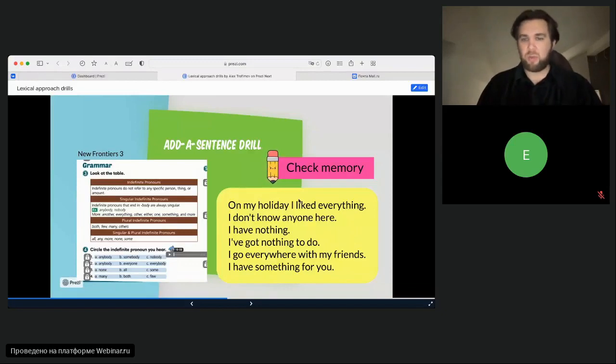"Please take me out. I go everywhere with my friends, to nightclubs, to shops, and to dangerous places." Something like that. "I have something for you. Look, this is a present." Something like that. And then I'll just ask my students to repeat what others said.